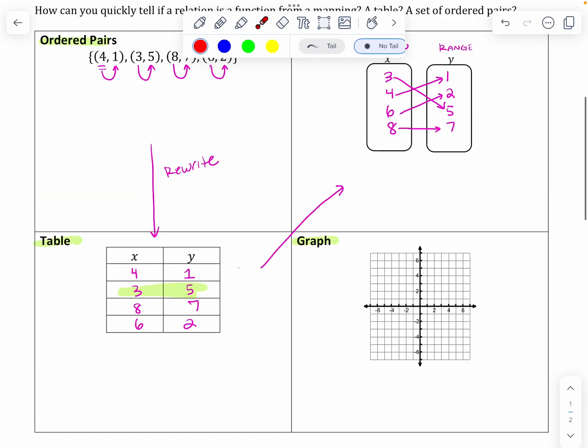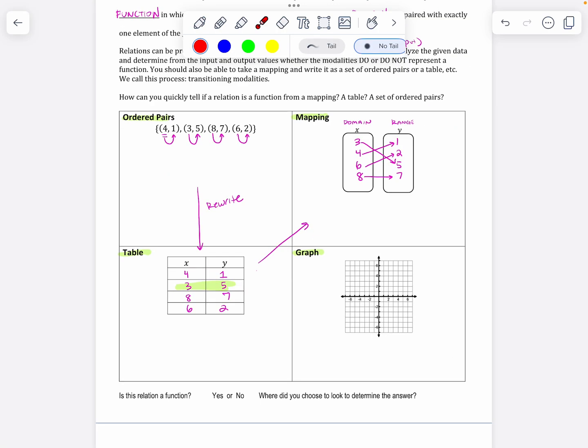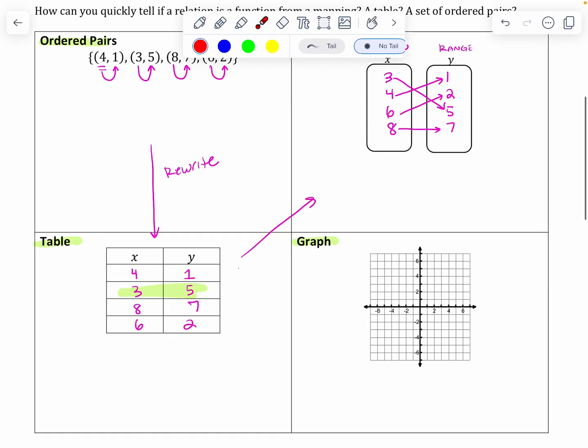Okay, the graph. Again, now that we've got a lot of modalities, meaning a lot of boxes filled in, you can go in whatever order you want. I was given this, so I could have switched it to this first and then done this and this. So the order in which you switch these totally doesn't matter, whatever you like the best. But for me, to make a picture, I like using the ordered pairs. So I'm just going to copy them one more time here. 4, 1 is my first one, 3, 5, 8, 7, and then I think 6, 2.